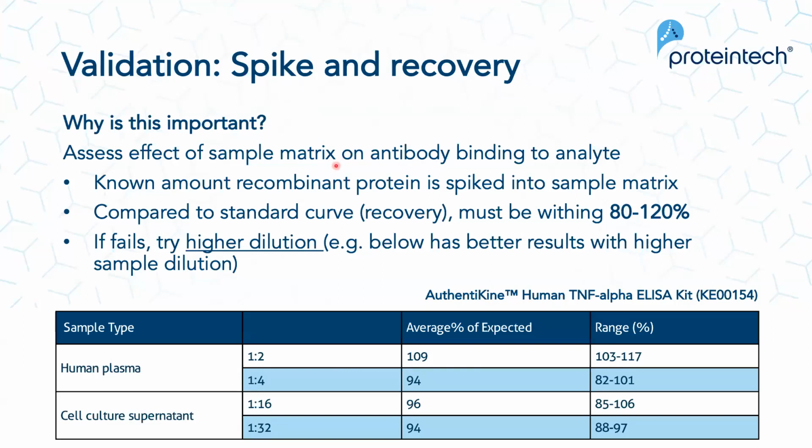And these sample matrices can have a really big impact on how the antibody kinetics are working. So what you want to do is to assess this sample matrix. You can spike a known amount of recombinant protein into the sample matrix, and then you want to compare that to the standard curve. So this is the recovery part, and it must be within 80 to 120% of the expected values. If this fails, if say you've got a much lower reading than expected, then you want to try higher dilution, because then you're going to be minimizing the effects of that sample matrix by diluting it out.